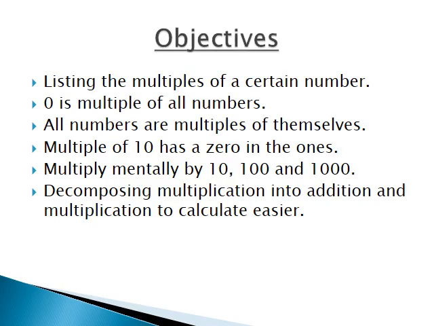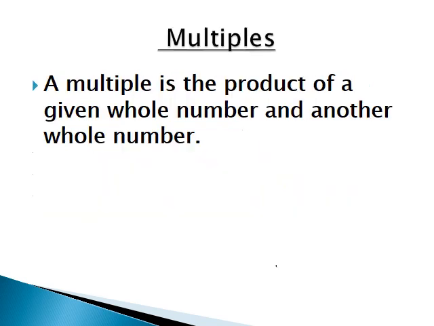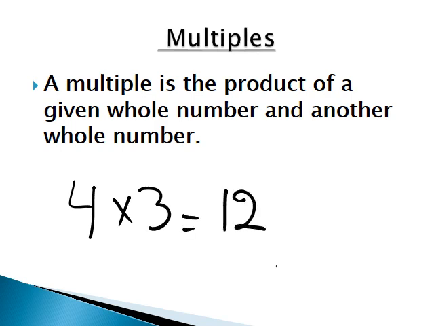Here's a glimpse of what we learned. A multiple is the product of a given whole number and another whole number. For example, 4 by 3 equals 12. So 12 is a multiple of 3 and is a multiple of 4. So 12 is a multiple of 3 and 4 at the same time.